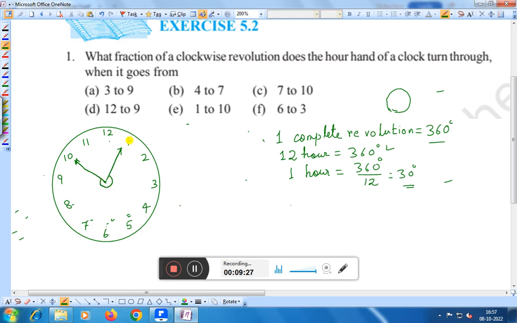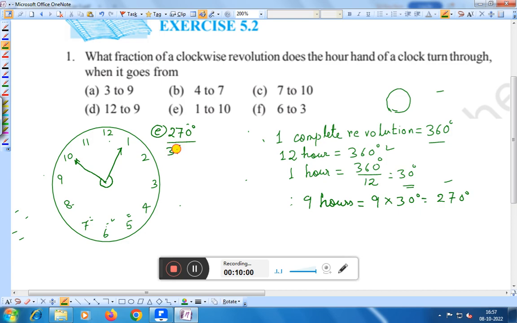And what is the hour? We count 1 hour, 2 hour, 3 hour, 4, 5, 6, 7, 8, 9. 9 hours. Therefore, 9 hours is equal to 9 into 30 degree, that is 270 degree. Therefore, we'll find the fraction for E. That is 270 degree.